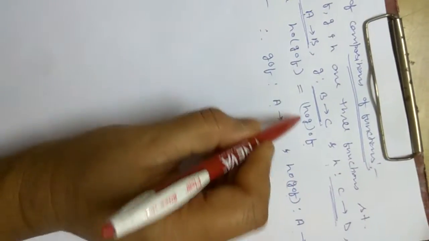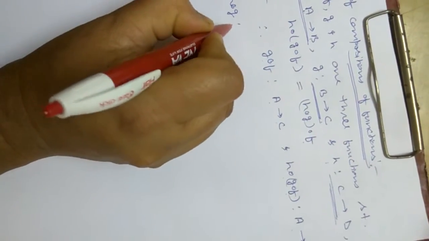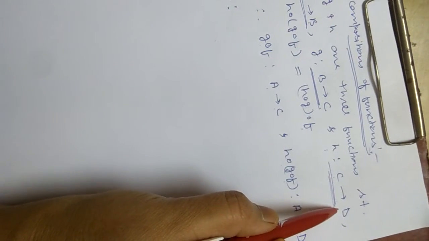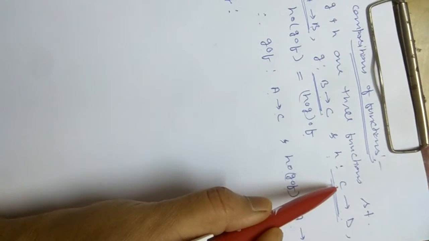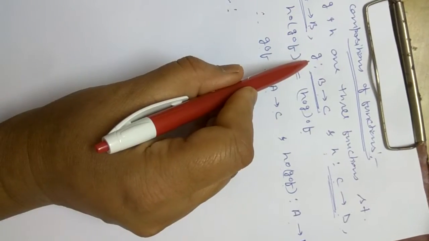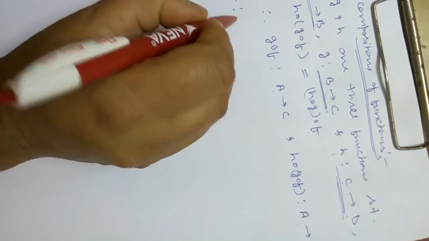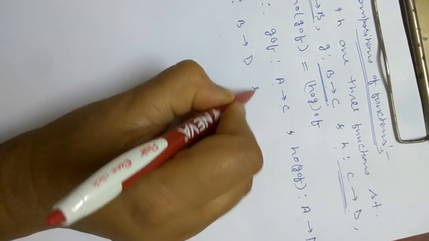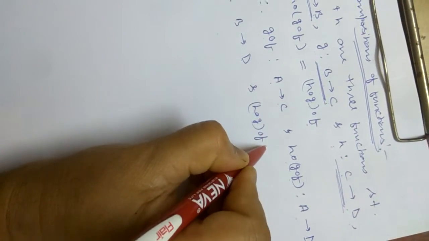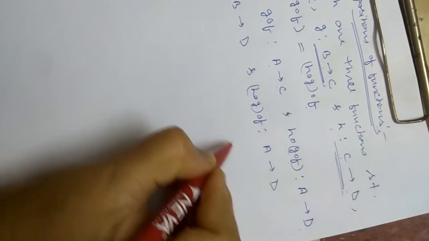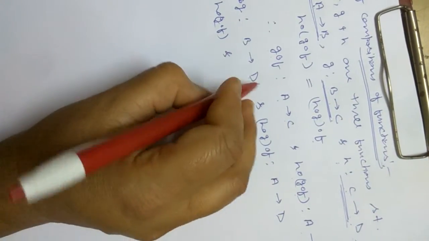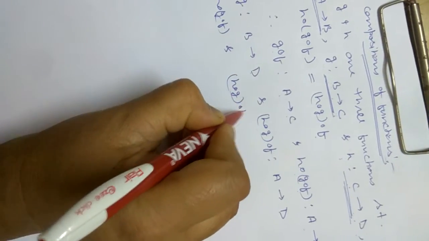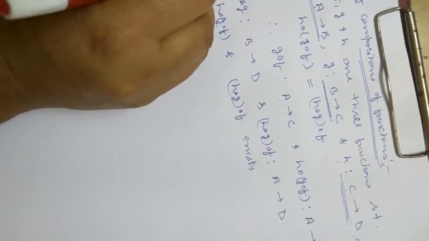And also we have h∘g. h is a function from C to D, and g is a function from B to C. First g, B to C, and h, C to D. It means h∘g is a function from B to D, and (h∘g)∘f is a function from A to D. It means both h∘(g∘f) and (h∘g)∘f exist.